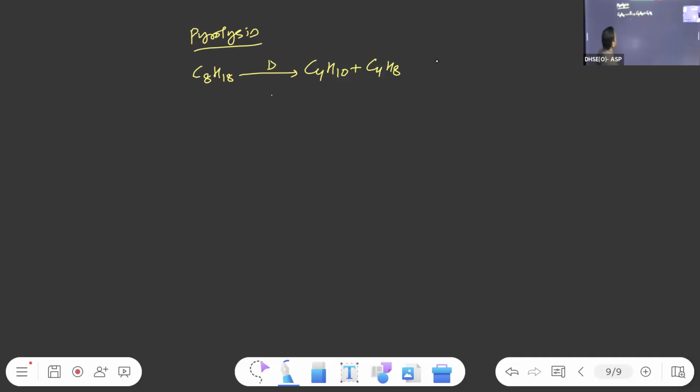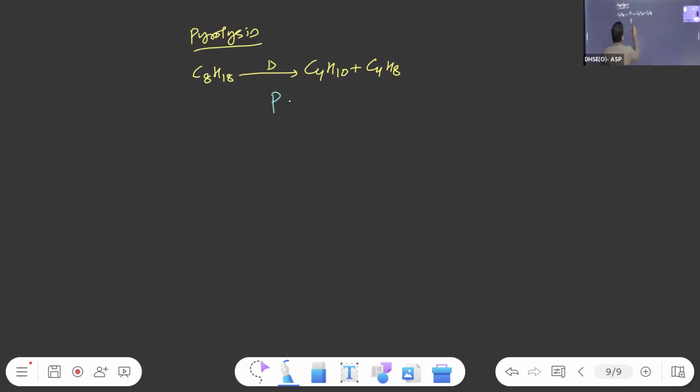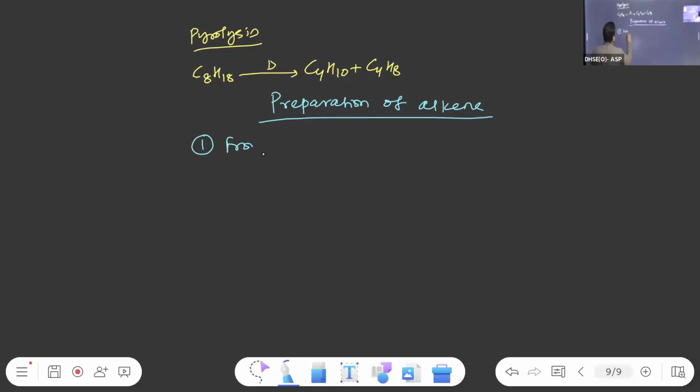Okay. Now we are going to discuss the preparation of alkene. We are going to start the preparation of alkene. First, from alkyne. So we'll start it from alkyne. How to prepare alkene starting from alkyne.